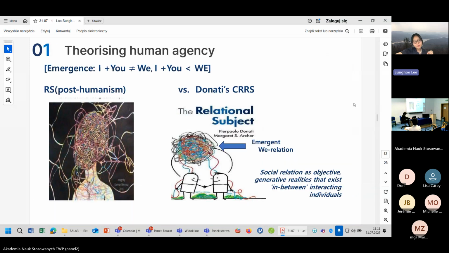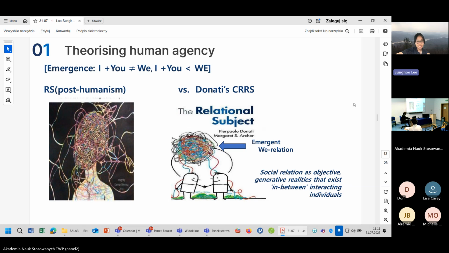The book, The Relational Subject by Donati and Archer, depicts on its cover a cloud-like form floating between interacting persons. That image visualizes, I think, the emergent we relation, an entity greater than the sum of its parts, and capable of acting back upon both individuals and structures by generating relational goods or evils. The social relation exists in between interacting individuals as an emergent sui generis reality.